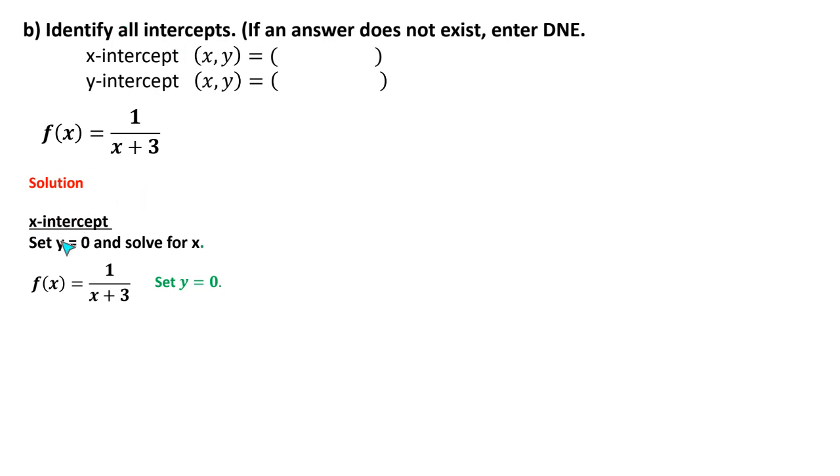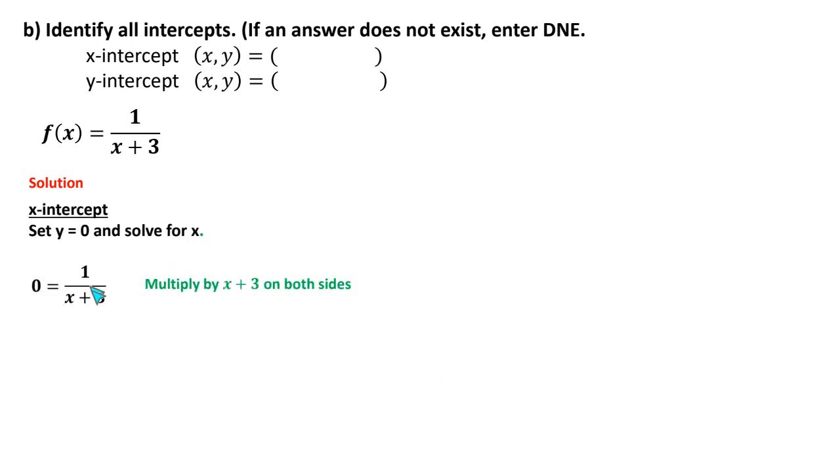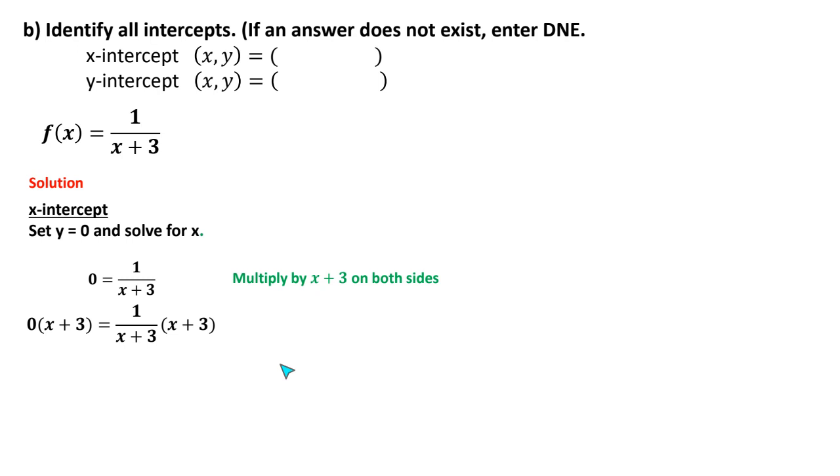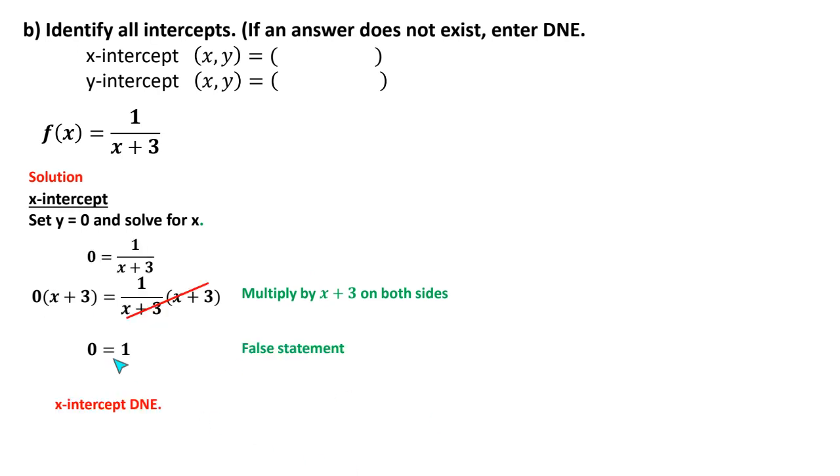So the x-intercepts, we let y equal 0 and solve for x. So we're going to let y equal 0 and then solve for x. So if I multiply x plus 3 on both sides, then I end up with 0 is equal to 1, which is a false statement. So what that means is that there's no x-intercept.